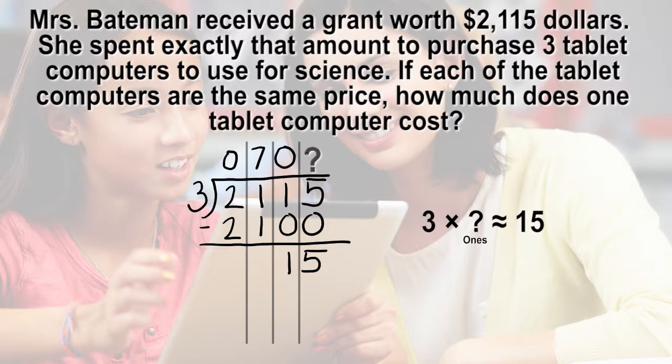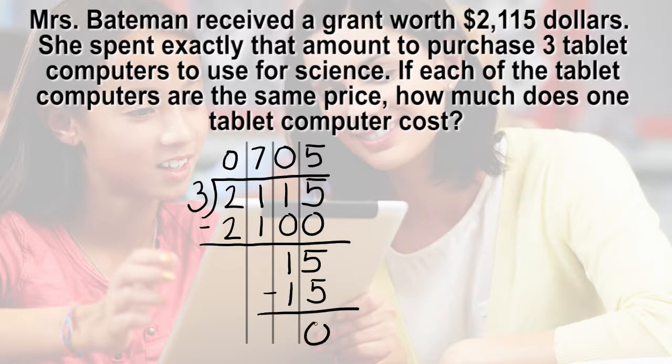3 times how many ones is close to 15? 3 times 5 equals 15. Record a 5 in the ones place of the quotient. Subtract 15 from the dividend. There are 0 left to be shared. There are 3 groups of 705. Each tablet computer cost $705.